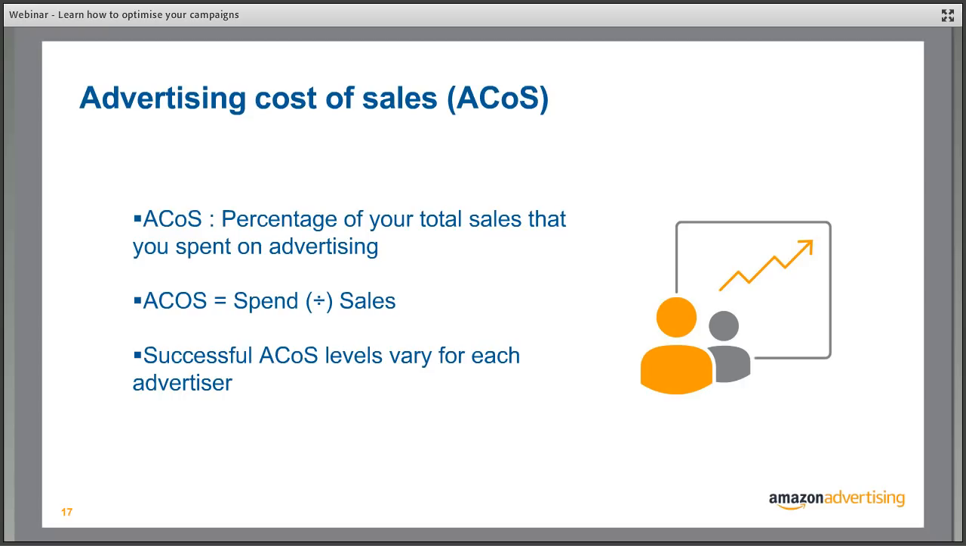ACOS is the percentage of your total sales that you spend on advertising. To calculate ACOS for any campaign, divide your total advertising spend by total sales generated from advertising. The lower the ACOS, the better the return on your ad spend. Successful ACOS levels vary for each advertiser, but to determine your target ACOS, consider your margins on each unit sold and what sales you need to make in order to be profitable.